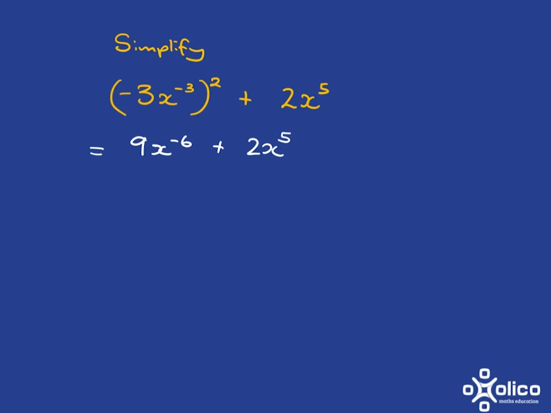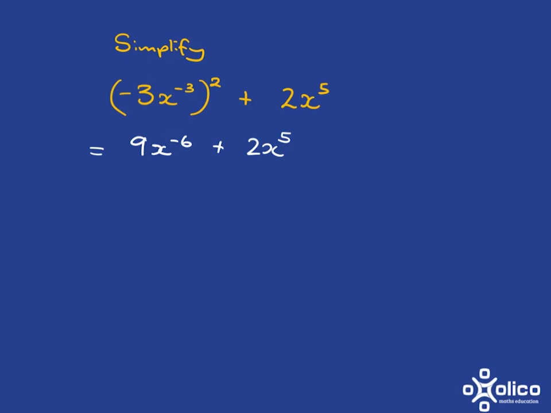Now the question is, can we combine these two things here? So could we say 9 and 2 is 11, and do something with x to the negative 6 and 5 somehow? Now just because we've done exponents doesn't mean you need to forget all the stuff that you did in the beginning in algebra. In algebra, when you are adding, you need to have like terms before you can add.